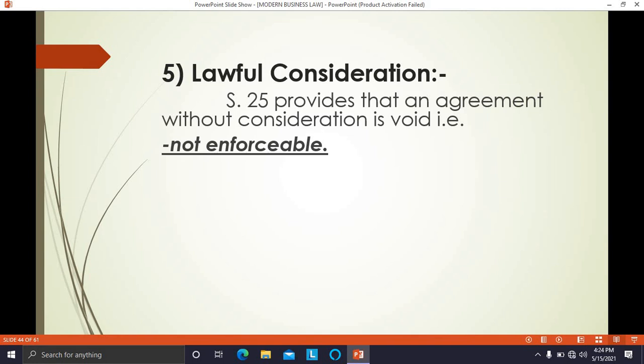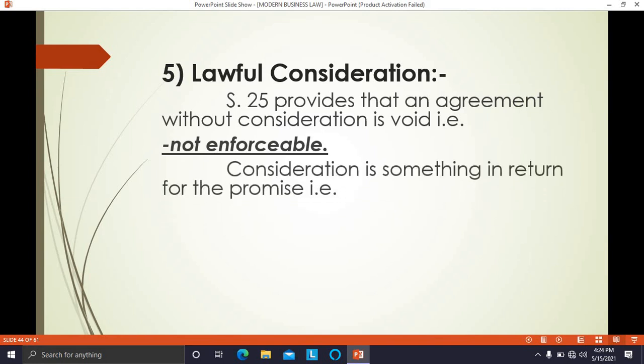That is not enforceable. So if a party goes to a court of law with an agreement where there is no consideration, that party will not get any remedy in the court of law. That means it is not enforceable by law.